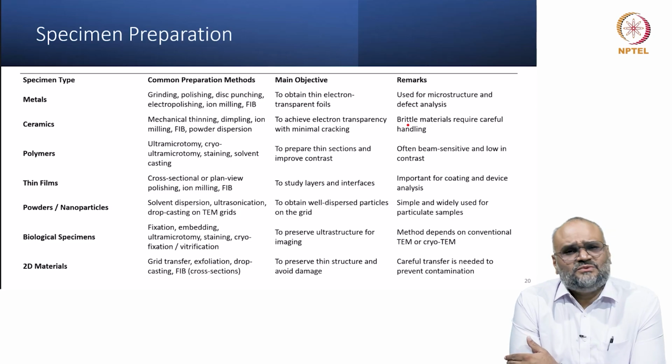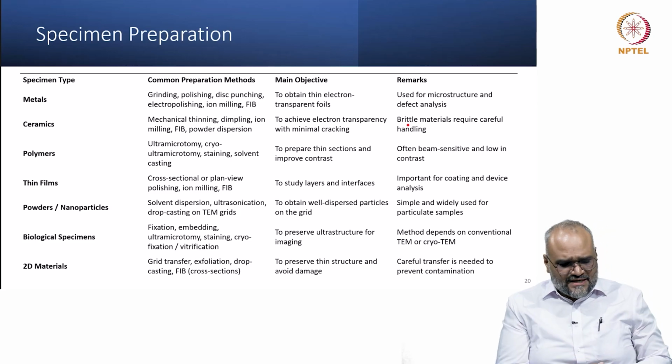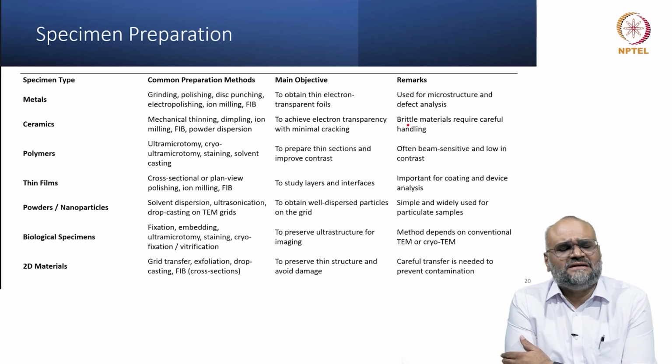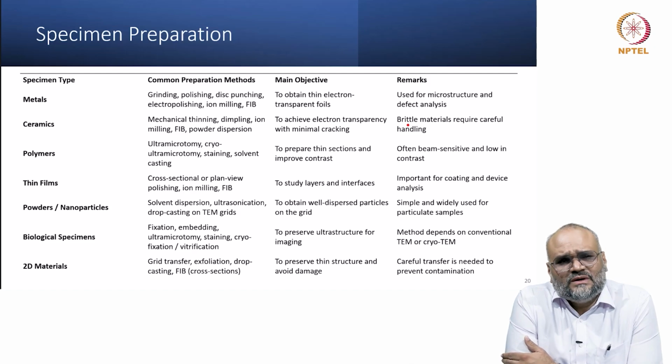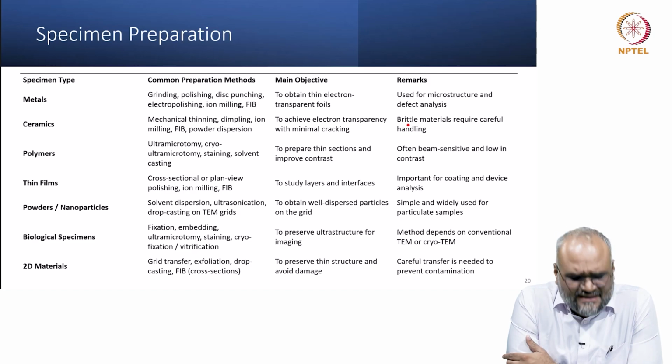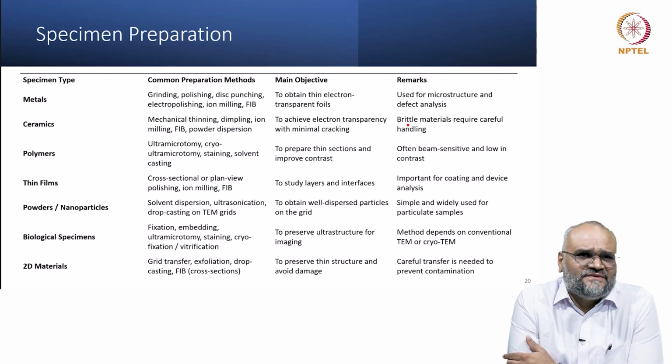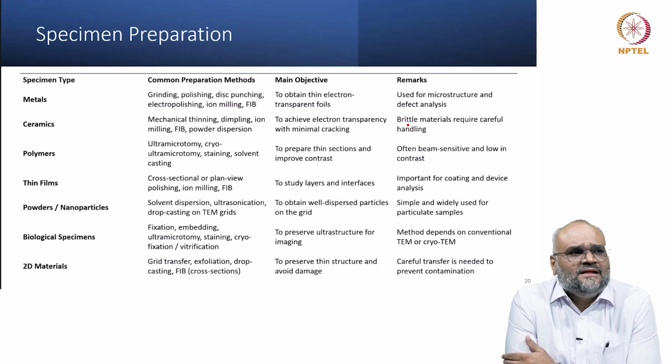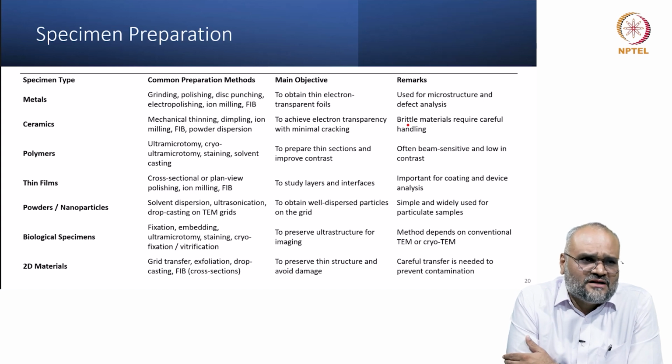In thin films, which are primarily used in the semiconductor area and also in the quantum material field now, you intend to prepare cross-section or plane view specimens, and then you prepare them by ion milling or site-specific specimens with focused ion beam. The primary intention here is to look at the interfaces and how the defect structure influences the property of the thin film that is deposited or grown.